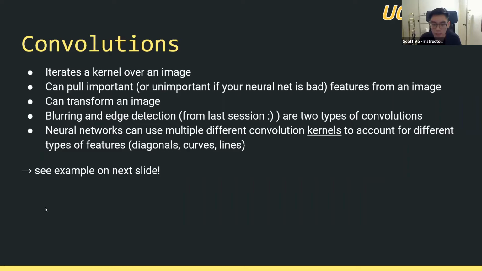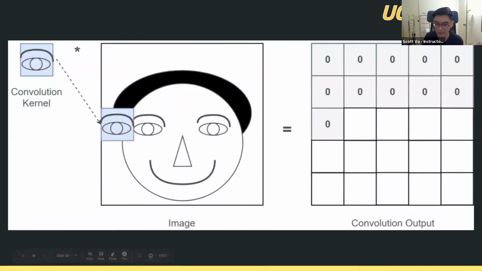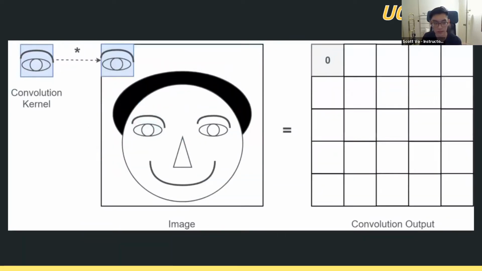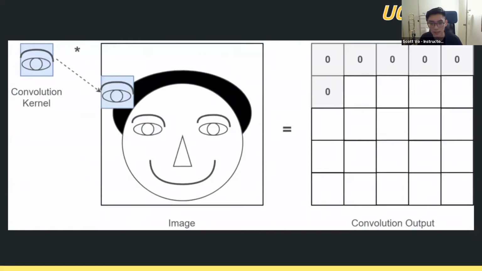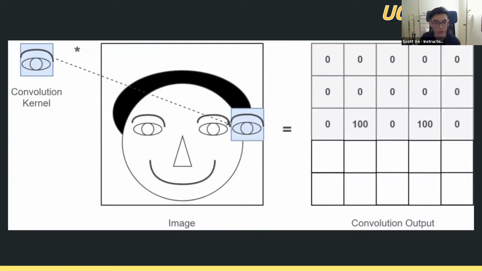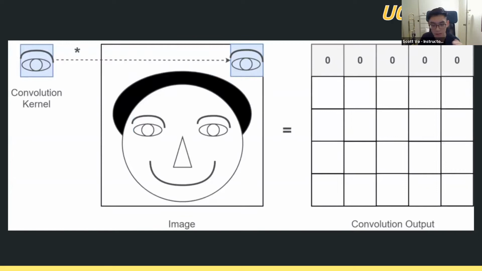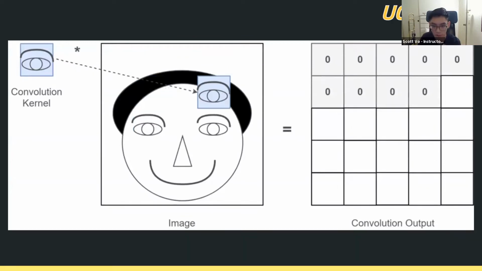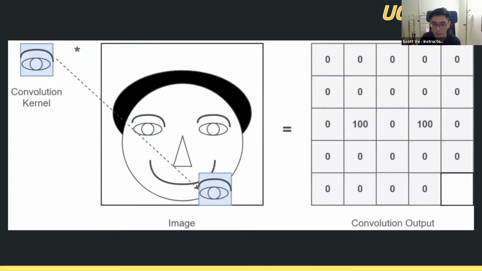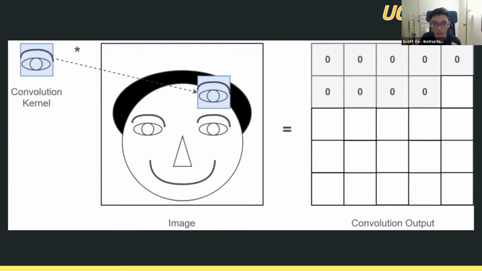So on the next slide, we have a little example. We have this creepy guy, let's call him Bob. And we have our convolution kernel. In this case, it's really good at detecting the shape of an eye. As we can see, the convolution kernel is going through the entire image and checking, okay, do these pixels that I'm over match with whatever settings I have? In this case, it's basically saying, am I over an eye right now?